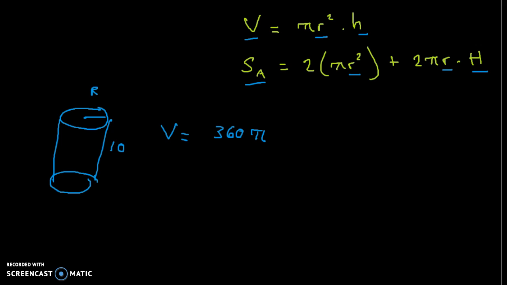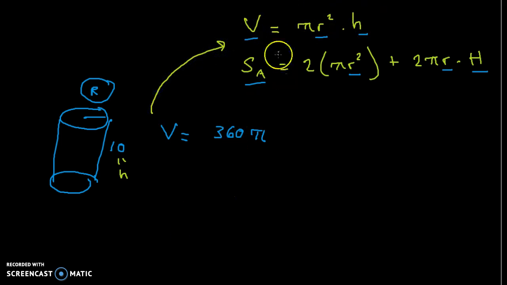Well, switching up colors again, this shouldn't be too bad. All we have to do is plug in the stuff that we do know into the appropriate equation to solve for the missing thing. So in this case, we don't know what r is. Actually, I didn't switch up colors. Hold on, let me do that again. We don't know what r is, but we do know that the height is equal to 10, and the volume is equal to 360 pi, so let's go ahead and plug those numbers into that given equation.